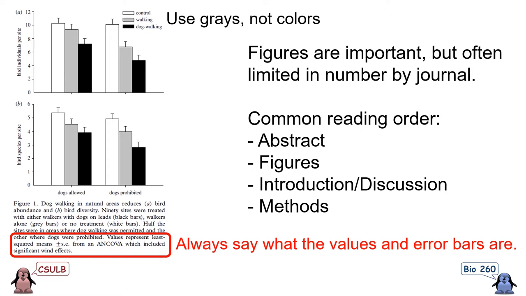You can see here that the figure they included uses white, gray, and black instead of colors, which is good. They have created a very straightforward bar chart that illustrates their results clearly. It's very obvious, from looking at the y-axis, that in both parks that allow dogs and prohibit dogs, the number of birds observed and species observed decreased relative to the control when people were walking, and even more so when people were walking with a dog.